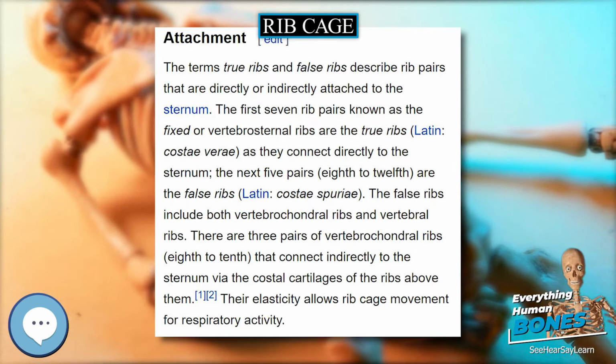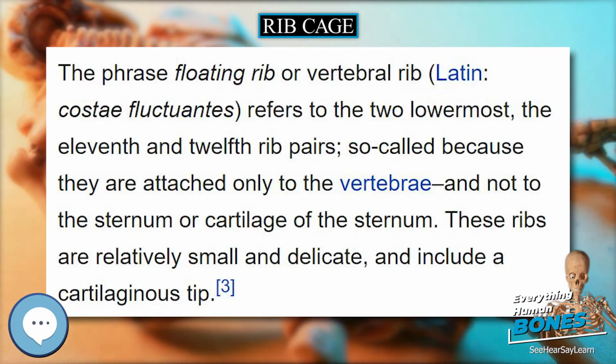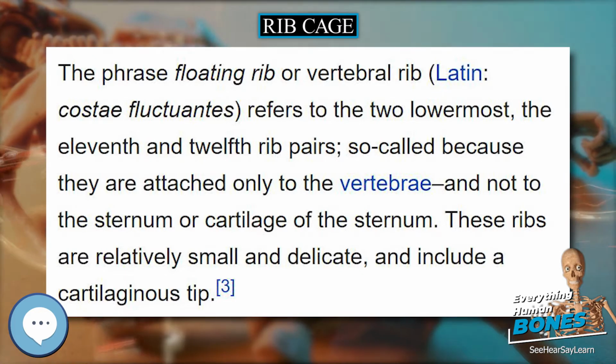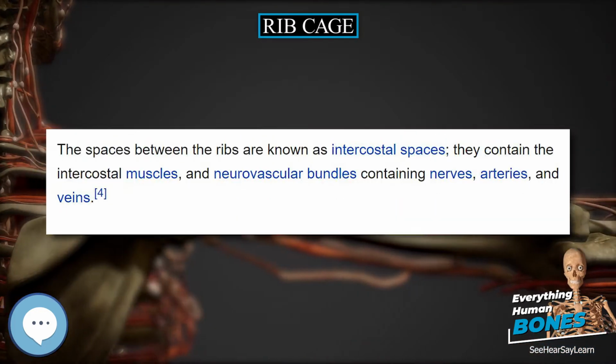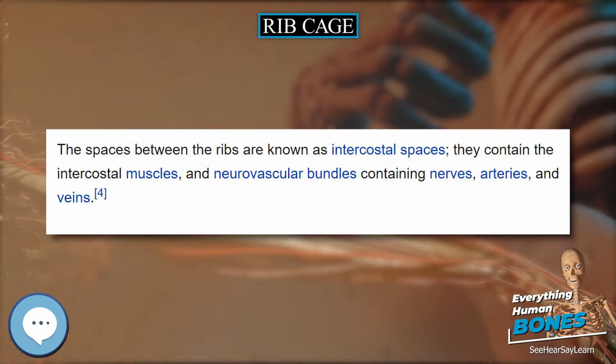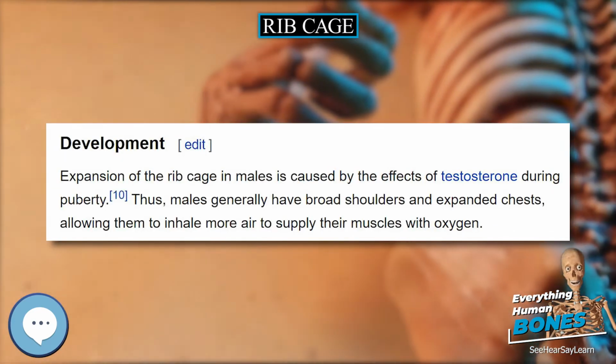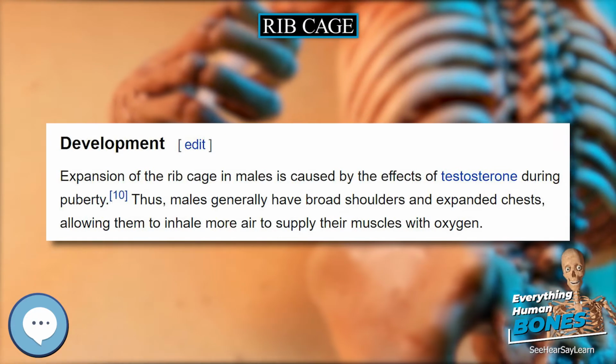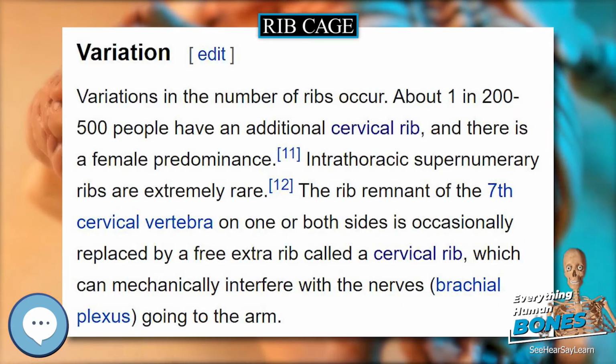Attachment. The terms true ribs and false ribs describe rib pairs that are directly or indirectly attached to the sternum. The first 7 rib pairs, known as the fixed or vertebrosternal ribs, are the true ribs, Latin, costae verae, as they connect directly to the sternum. The next 5 pairs, 8th to 12th, are the false ribs, Latin, costae spuriae. The false ribs include both vertebrochondral ribs and vertebral ribs.